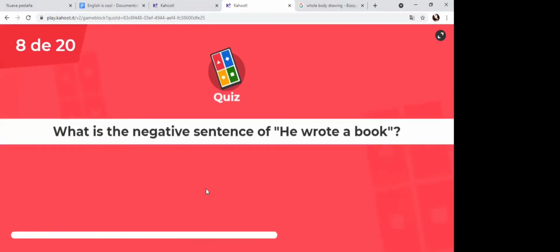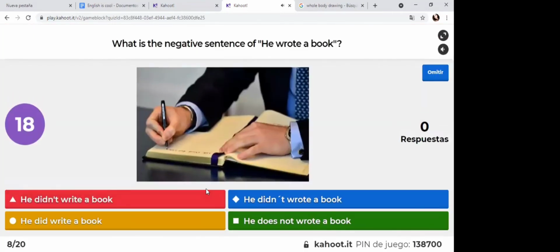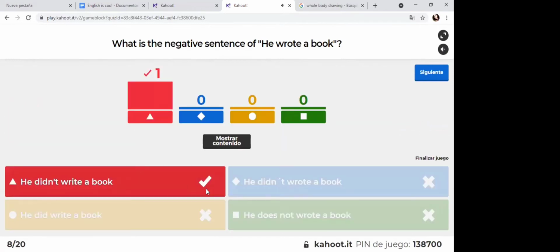Let's continue. What is the negative sentence of he wrote a book? What's the negative? Perfect, very good. He didn't write a book. That's the correct answer. So this is an affirmative sentence in here. In the affirmative, we have the subject, he, then the verb in past, wrote, and wrote is an irregular verb. And then we have the complement. He wrote a book.